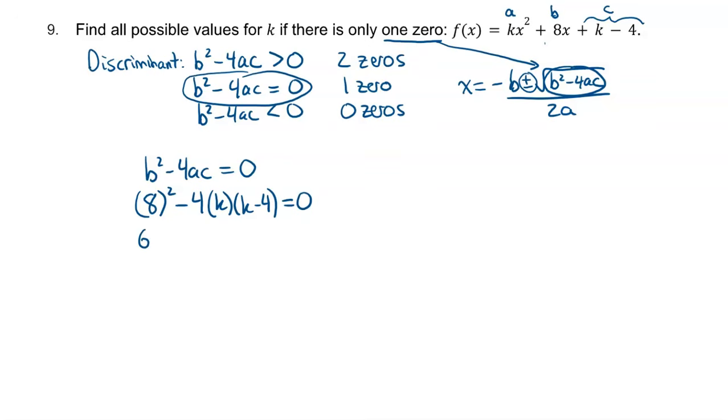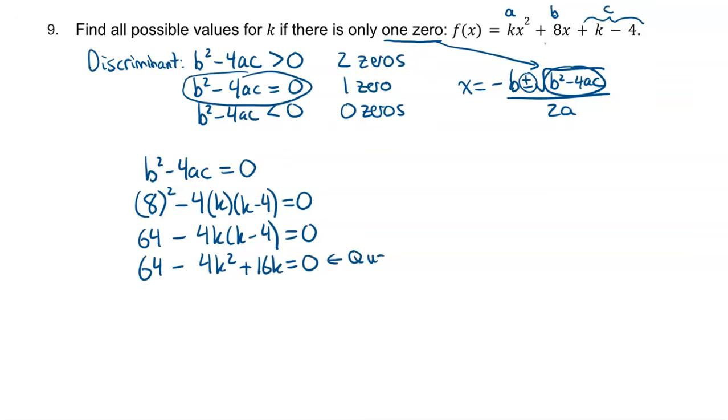So what we need to do now is expand this out and try to solve this. So 8 squared is 64, and then 4 times k is 4k, and then we still have the k minus 4 in brackets. Expanding this out one more step further, it gives me 64 minus 4k squared, and then the negative 4k times negative 4 gives me positive 16k.